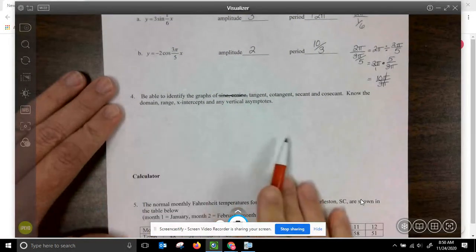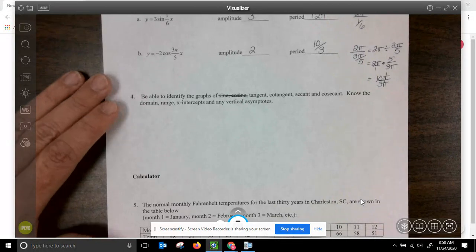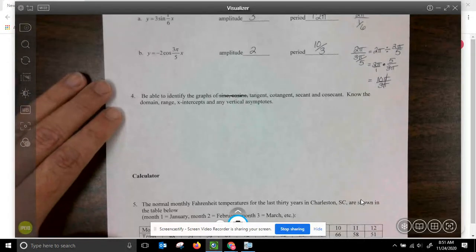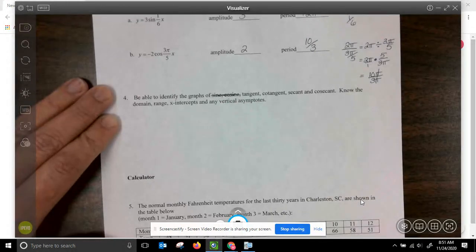But this section on the quiz will comprise 2 different parts. One part will just be a simple matching, where I will give you 4 graphs, one of which will be tangent, cotangent, secant, cosecant, and you'll have to match which graph is tangent, which graph is cotangent, etc. The other section that this problem would cover on the quiz will just be a simple true-false. It'll say, the domain of secant is blank, and then you would just have to say whether that's true or false. Or the vertical asymptotes of cotangent are blank.